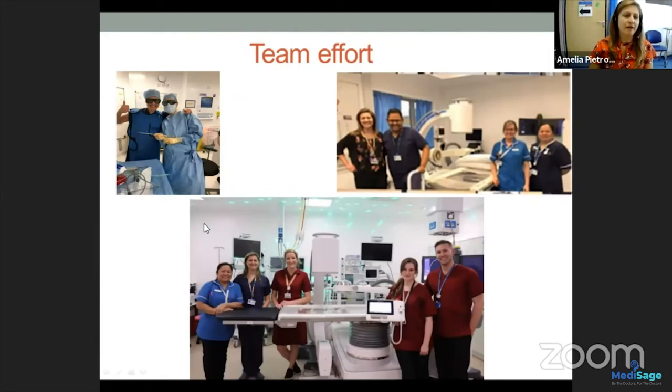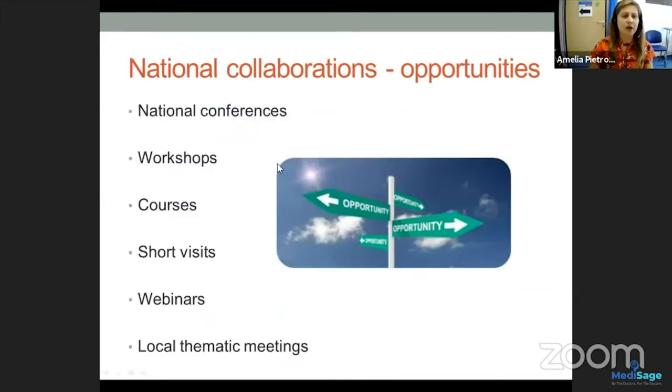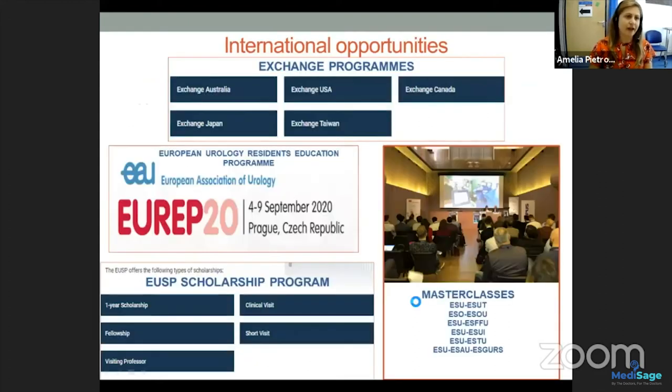Team effort, I think, is paramount: to find a team that supports and also gives daily support to have good outcomes and look after the patients, which is the base of our database, of course. And to start research work, it's very important to network with other centers. And there are many opportunities for networking. For example, locally or nationally, there are fellowships, but also different opportunities like conferences, workshops, or courses, short visits in other hospitals, webinars like the one we're having, and local thematic meetings that now are restarting, thankfully.